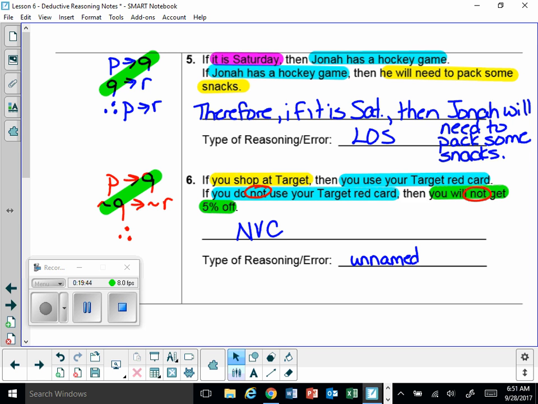All right, so at this point, I need you to write me a summary. Make sure you include the 3 valid types of arguments and the 2 invalid types of arguments for deductive reasoning. I would also include the symbolic notation in my summary.